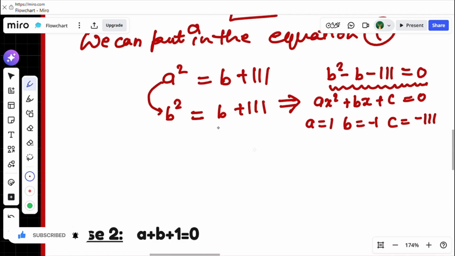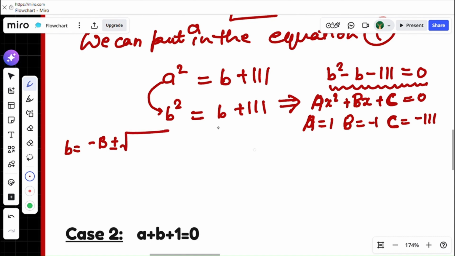Here this b is the variable and this b is the coefficient, so we can use capital A, capital B and capital C. So the formula will be converted to minus capital B plus minus root capital B square minus 4 capital A capital C upon 2 capital A.